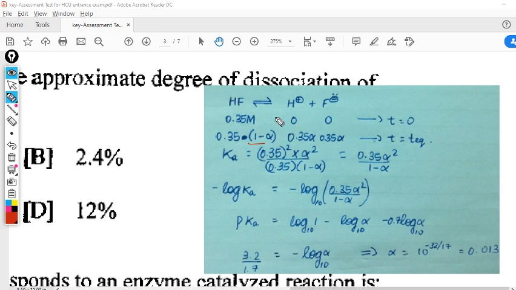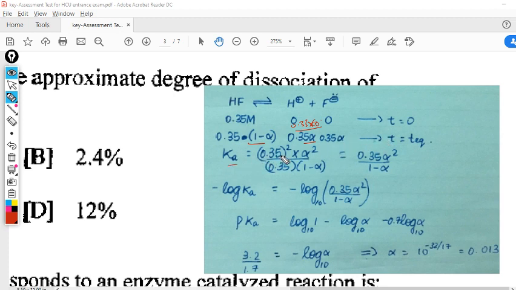So each ion is going to have 0.35 into 60% of that. That is what alpha is. So this is what the dissociation means. Each ion will be present as 0.35 alpha at equilibrium.